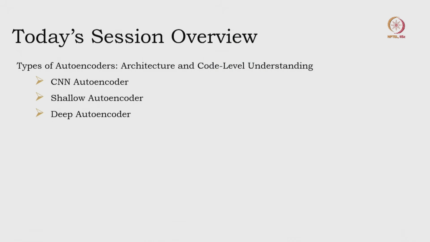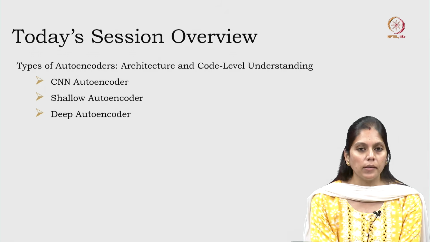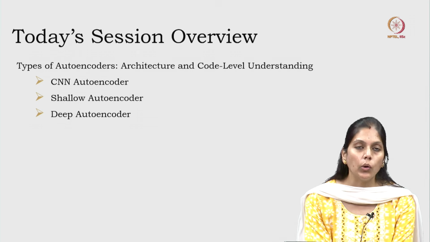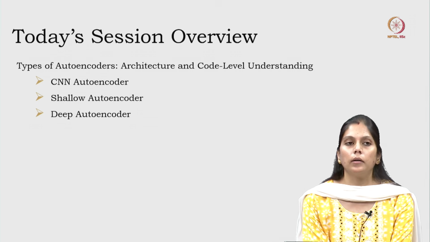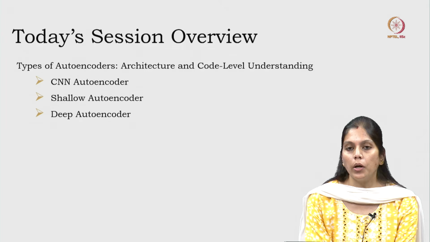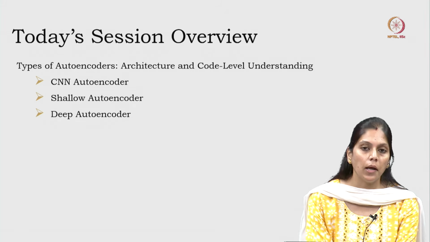In this particular session, we will be seeing the different types of autoencoders. More specifically, we will be focusing on CNN based autoencoder. Then we will see something called a shallow autoencoder and a deep autoencoder. Now, why are we first starting with CNN? In the last two sessions, when we saw autoencoders theoretically and mathematically, we had taken tabulated data, where the encoder and decoder were implemented as multi-layer perceptron.